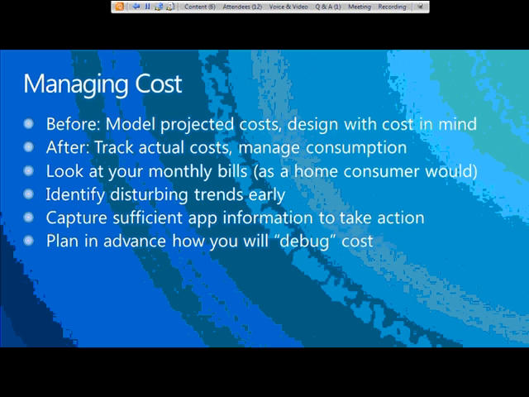But the bill is not really enough, right? You really want to capture sufficient information about your app to be able to take action. You want to build in some controls to change behavior. So really what this comes down to is you want to plan in advance how you're going to debug for cost. That's really the way to think about it. And it's really hard to add this in after the fact. It's best approached and thought through when you're designing your app.